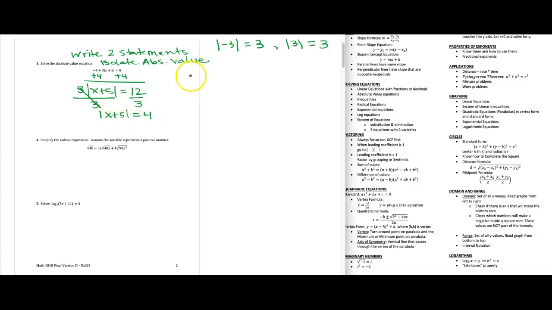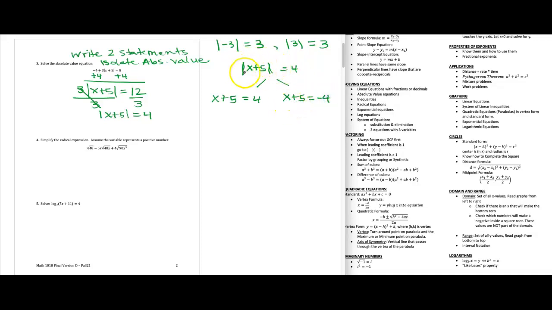So now I can write my two equations. I'm going to do that over here. So it starts off as absolute value of x plus 5 equals 4. But my two equations that I'm going to write, the first one's going to be exactly like it is without the absolute value. So x plus 5 equals 4. And then the other one, the stuff inside there is going to stay the same, x plus 5, but then we're going to change the sign to negative 4.